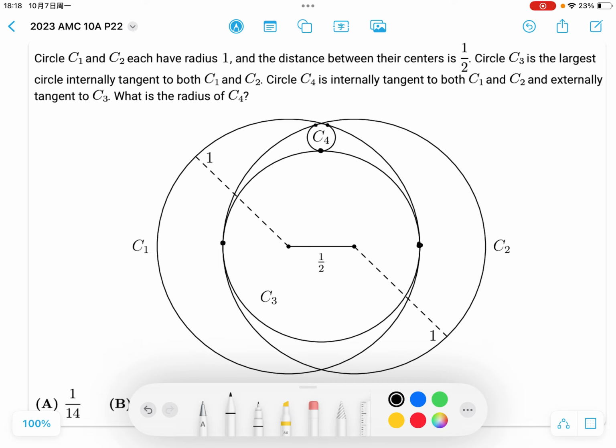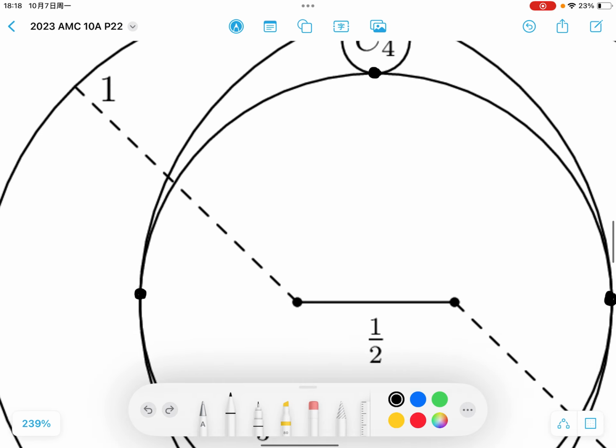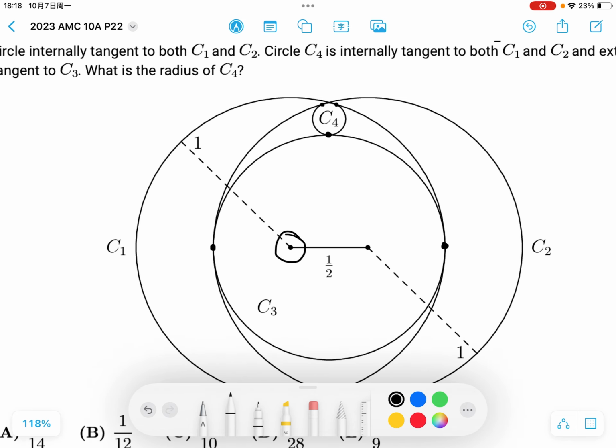So I've already marked out all the tangent points. For example, here this is a tangent point. So first thing we notice is that we can find the radius of C3. How? Because we know that this is the center of C1, and circle C1 has a radius 1 as stated in the question, meaning that this is 1. Now we already know that this part is 1/2, meaning the remaining part is also going to be 1/2.